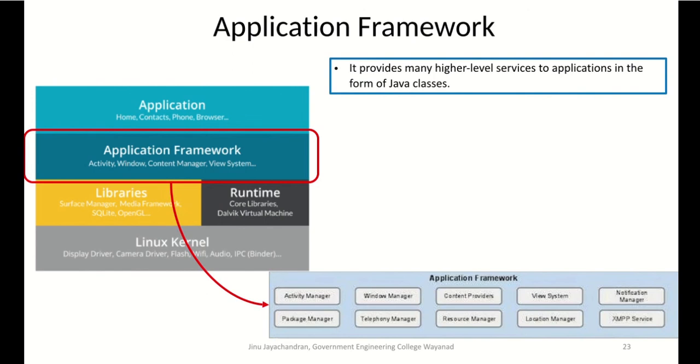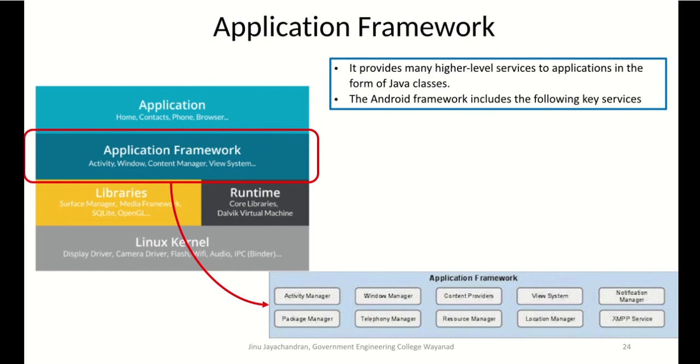Next layer is the application framework. It is the one which will be interacting with the application, direct interaction. Mostly if you look at the application framework, those are like manager layers. So there is an activity manager, window manager, resource manager, package manager, telephony manager, location manager, view system. If you remove the manager, you can see that most of our applications, like activities, window, package, telephony, location applications. So these are all applications, and these applications can be managed using the manager. So it provides many high-level services to applications in the form of Java classes.